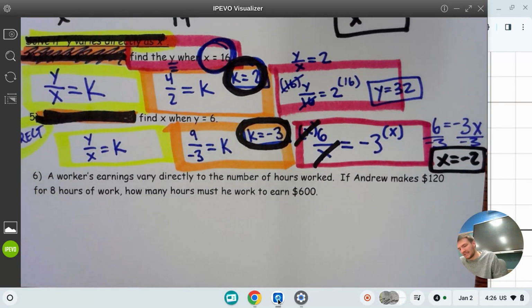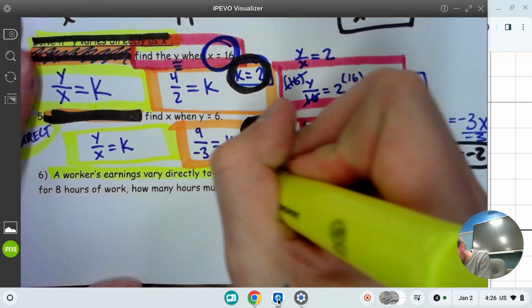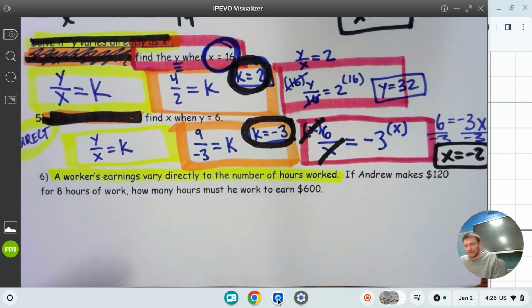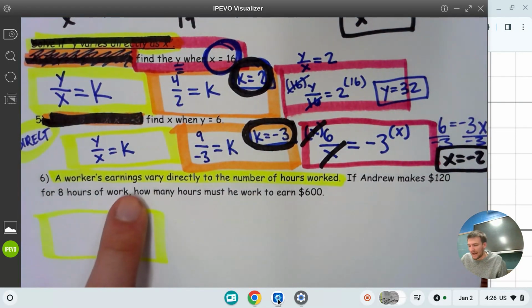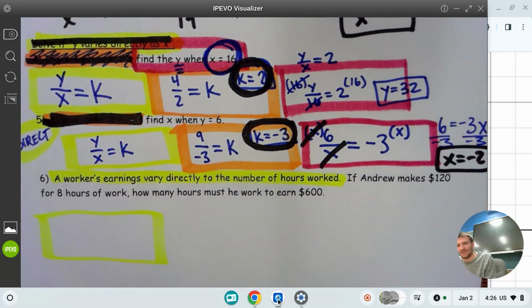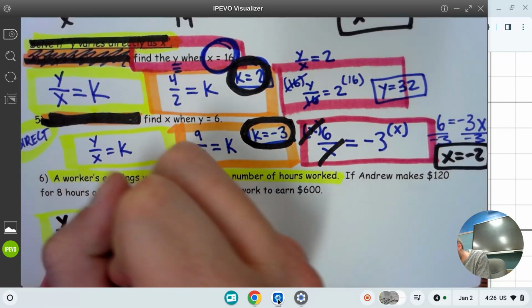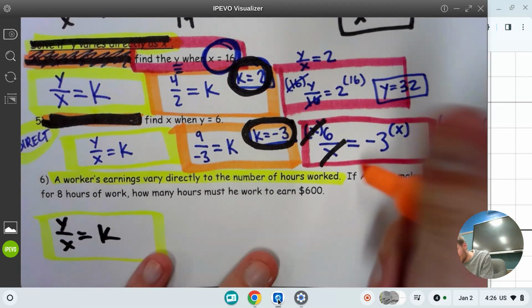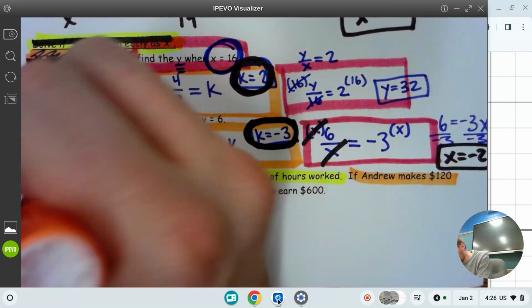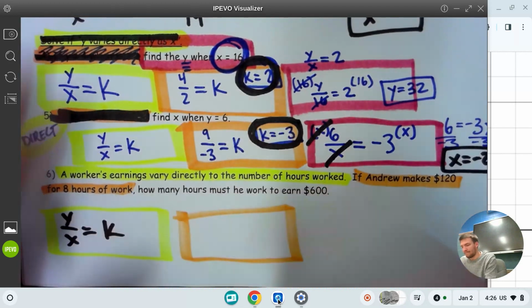Let's do one last question. Let's finish it off here. A worker's earnings vary directly to the number of hours worked. The first sentence is the first part. I see the word direct. Okay, easy. Direct means divide. Y divided by X equals K. Done. Next, moving on. Andrew makes $120 for 8 hours. Boom. Part number 2.